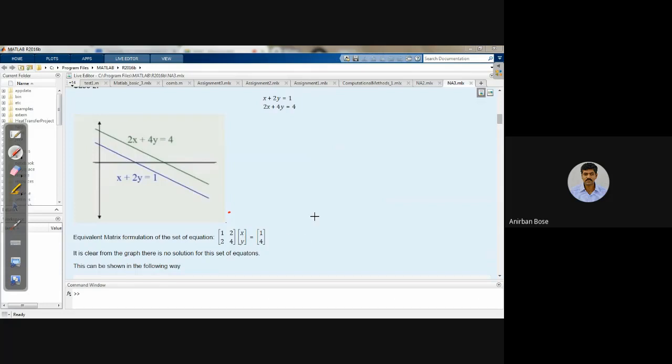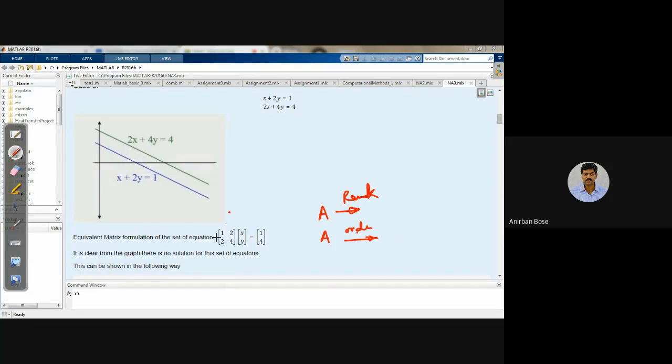Now the steps are what? You have to calculate the rank of A, and definitely the rank and the order. What is the order? Order means the number of rows or columns of the square matrix. If you find that the rank and the order are not the same, definitely there is no unique solution. Because we know if they are the same, then there will be a unique solution.